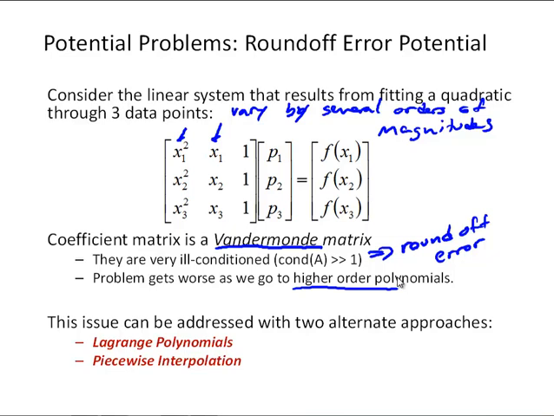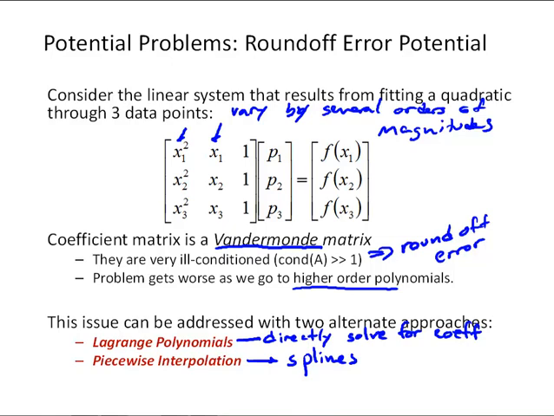One is Lagrange polynomials, and there we'll directly solve for the coefficients of the polynomial rather than using a linear system, so we kind of avoid that round-off error problem that can pop up in solving linear systems. The other will be piecewise interpolation, and those are called splines. We'll get to both of those in 2 future videos.